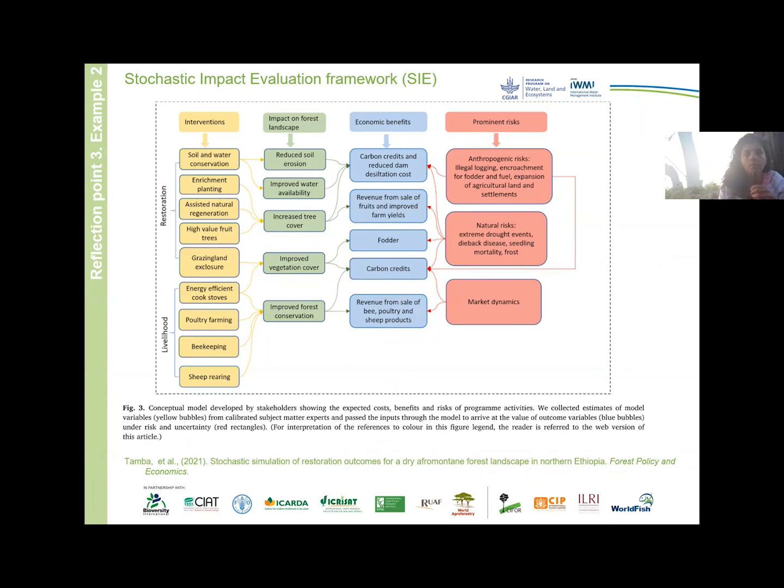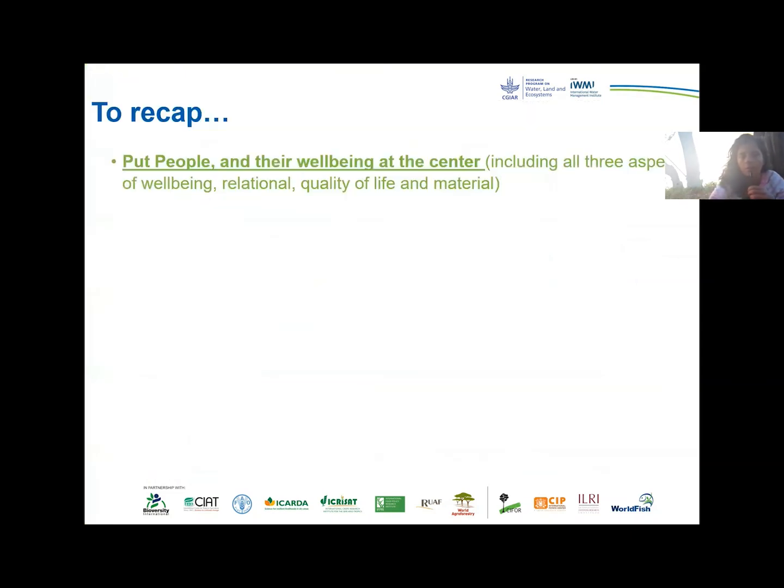Again, this is another model, a stochastic impact evaluation framework, that has been used in Ethiopia to guide the interventions that were collectively selected and identify not only what the impact of those interventions in restoration is, but also the risk that they pose to farmers. And for example, they found out that sheep rearing is the riskiest option.